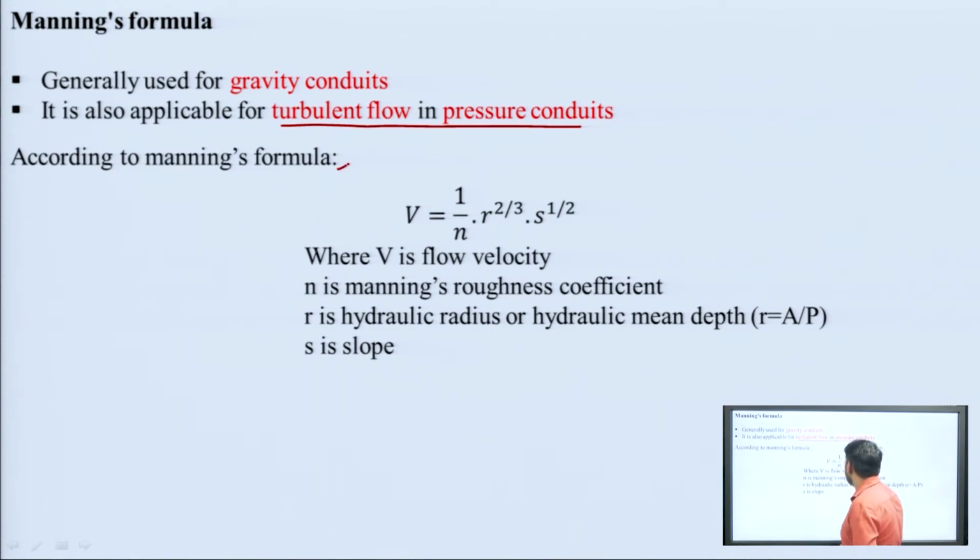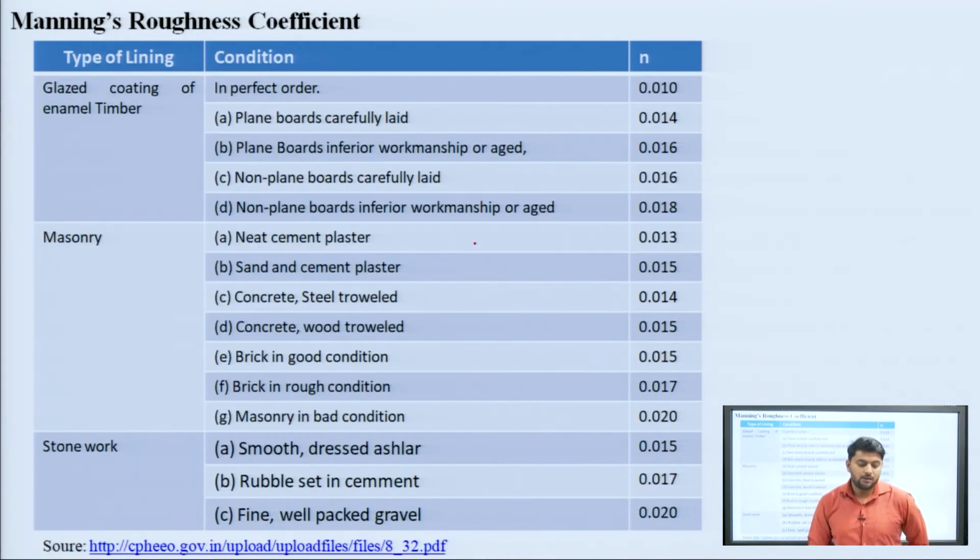Velocity equals 1 by n, R to the power 2 by 3, S to the power 1 by 2. Here R, S, V have usual meanings: V is velocity, R is hydraulic mean depth, and S is slope. And what is n? n is Manning roughness coefficient, and again this particular value depends upon the pipe material. So these are the conditions, and according to different conditions the value of n varies.